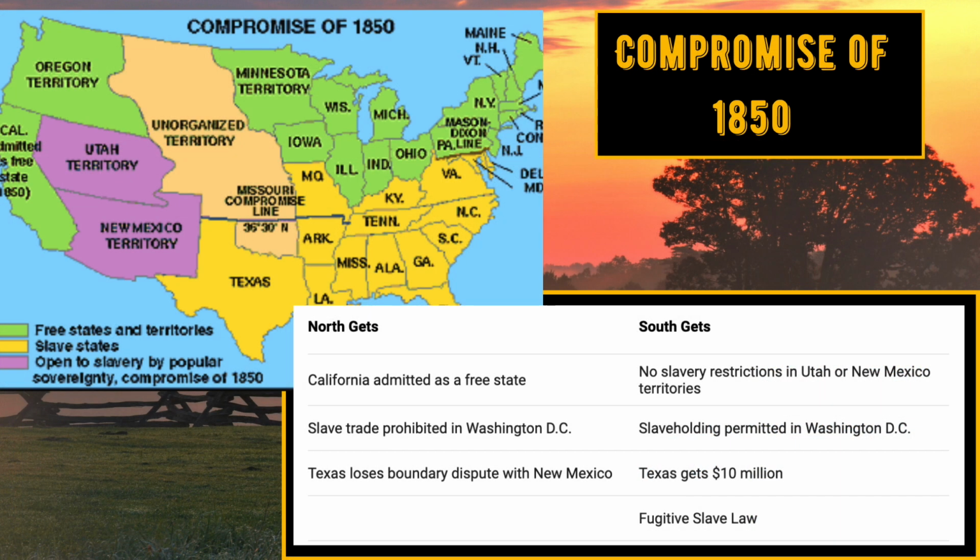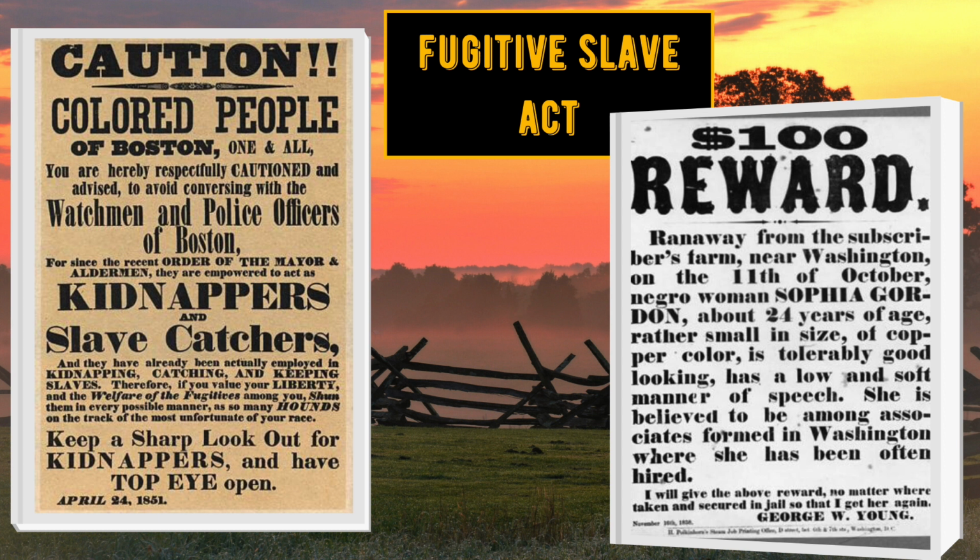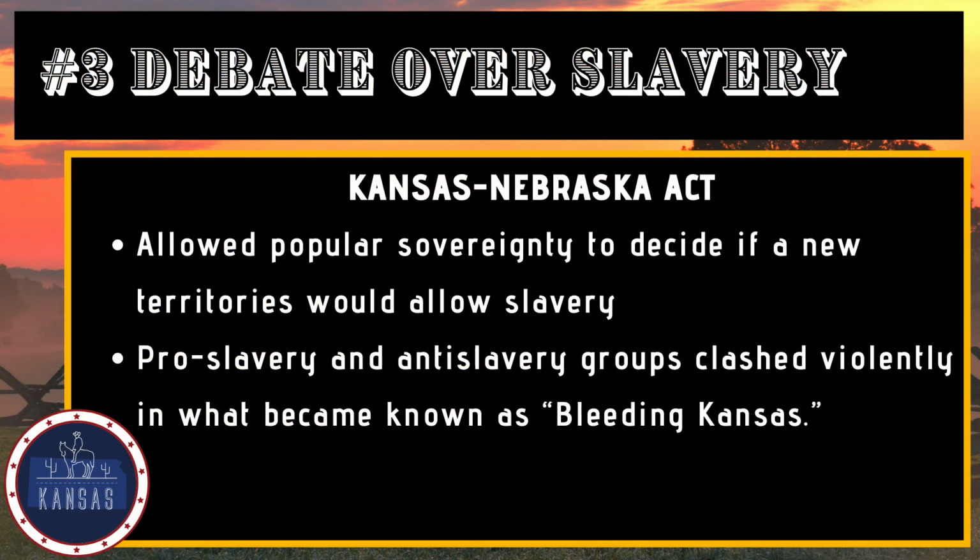The Compromise of 1850 was used to try to solve the issue of new states, if they were going to be a free state or a slave state. The Fugitive Slave Act made it a crime to help runaway slaves, and it also allowed officials to arrest runaway slaves in free areas. Another issue that comes up over slavery is the Kansas-Nebraska Act.